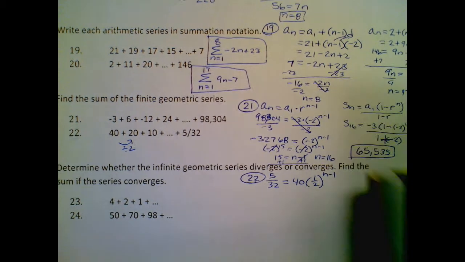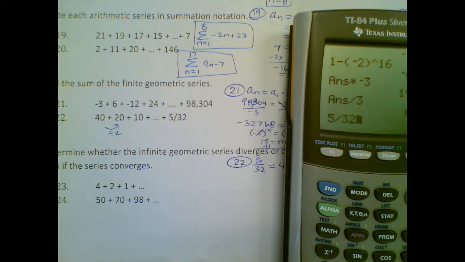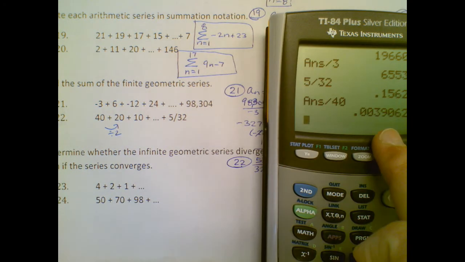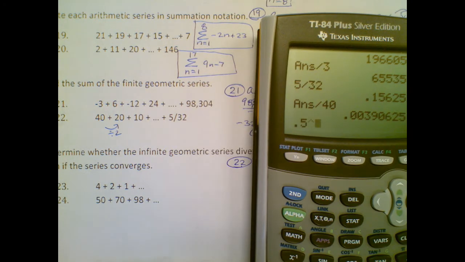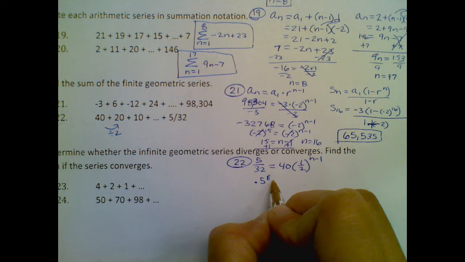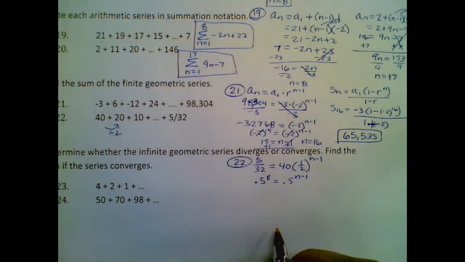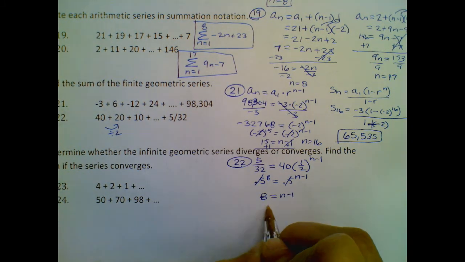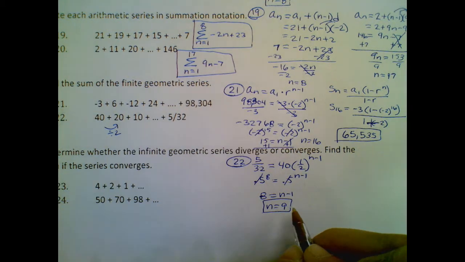So then we're going to take 5 divided by 32, get a decimal, divide that by 40, get a different decimal. So we got to figure out 0.5 to what power equals this decimal. So again, it's going to be trial and error. So then it is 0.5 to the 8th power. So we're going to put 0.5 to the 8th power equals 0.5 to the n minus 1 power. So then we cross out our bases, so we have 8 equals n minus 1, so n equals 9. So there's 9 total terms.